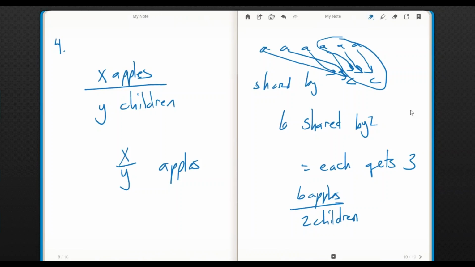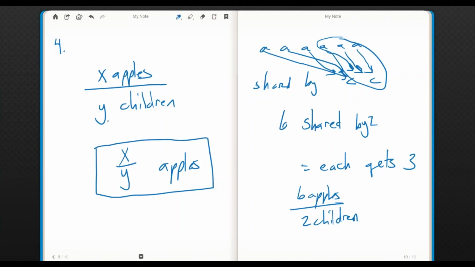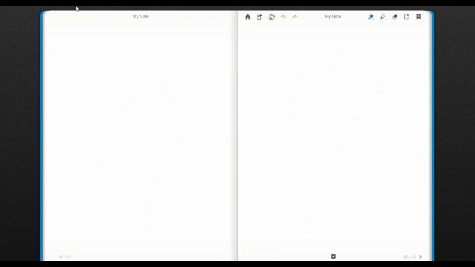And by the way, it is good to have your student write the word apples after the X over Y. X over Y is an expression. It will represent a number if you know the number of apples, the number of children, but your answer is that many apples, and you can even say that many apples per child if you wanted to have units with your answers.